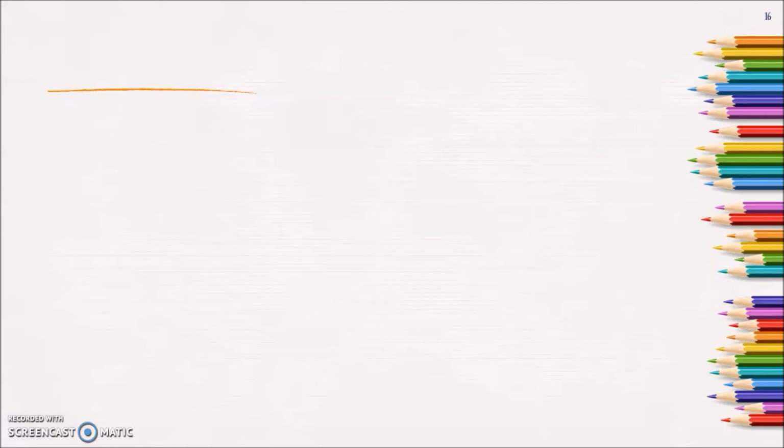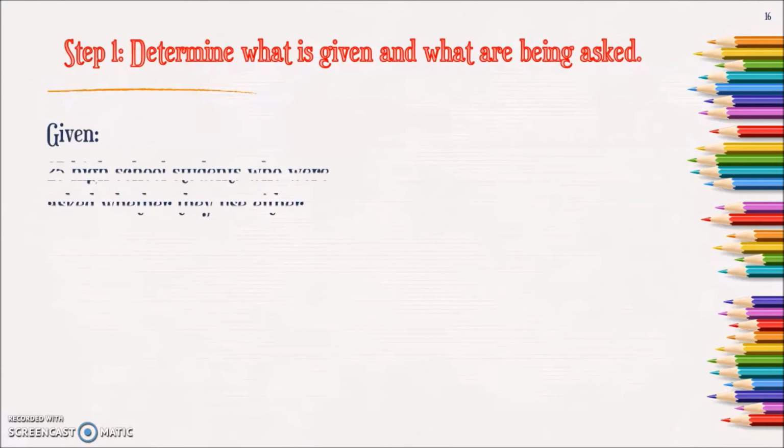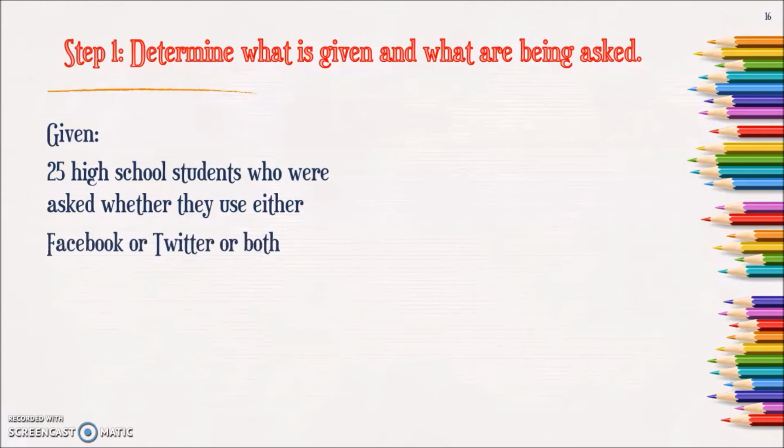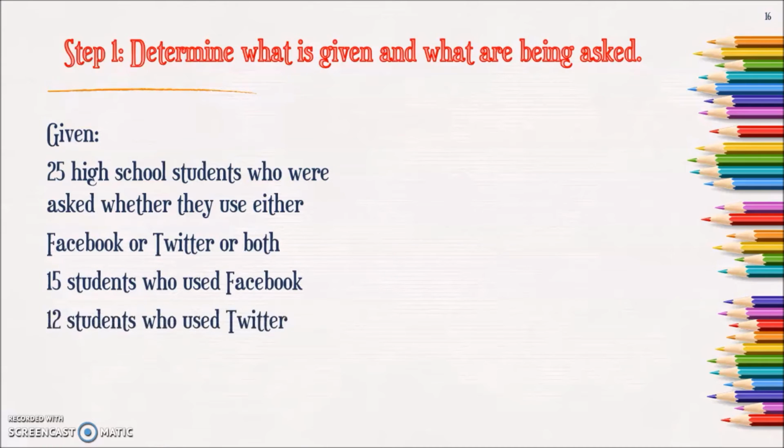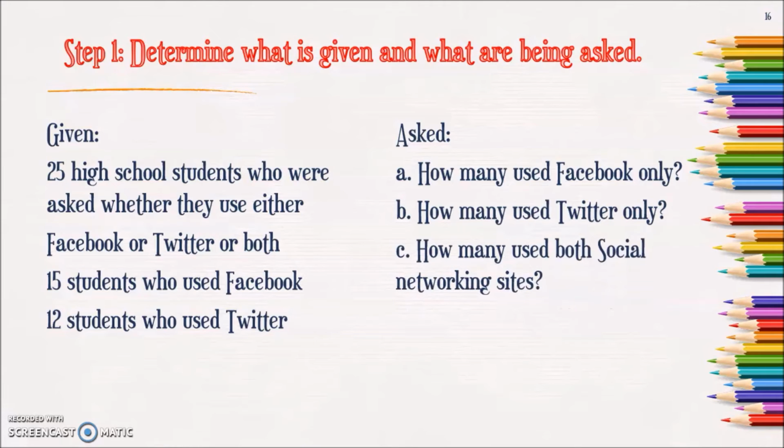So, we will use again the steps to solve the questions. Step 1. Determine what is given and what is being asked. The given here are 25 high school students who were asked whether they use either Facebook or Twitter or both. 15 students used Facebook and 12 students used Twitter. And what is being asked? A. How many use Facebook only? B. How many use Twitter only? And C. How many use both social networking sites?